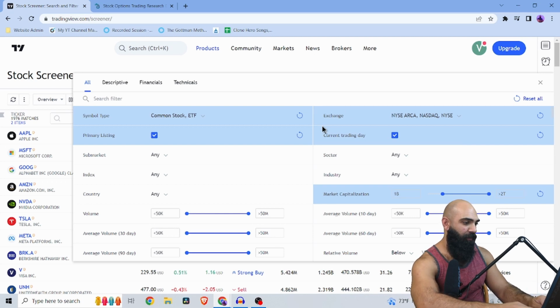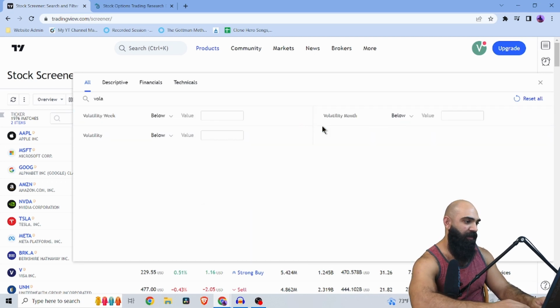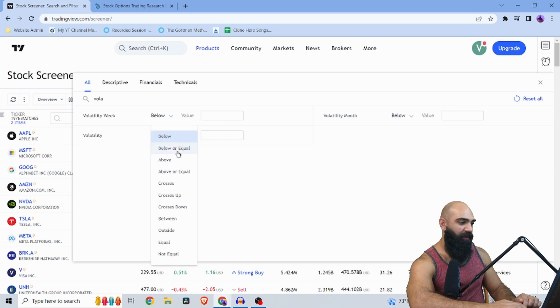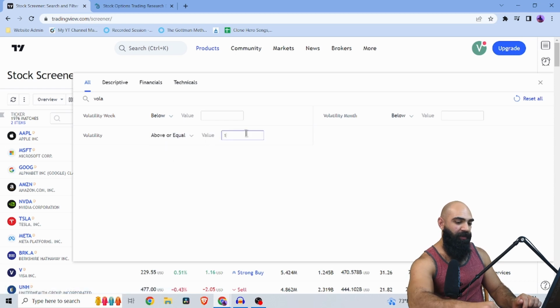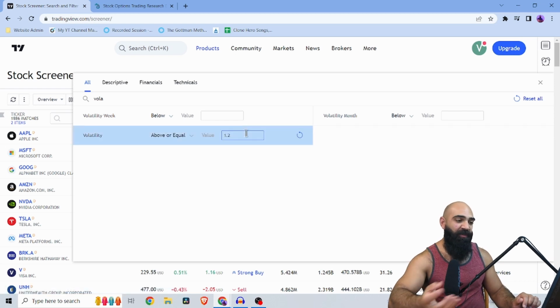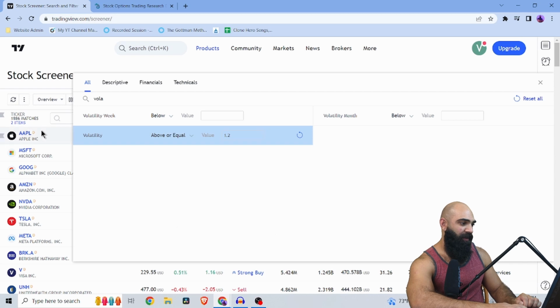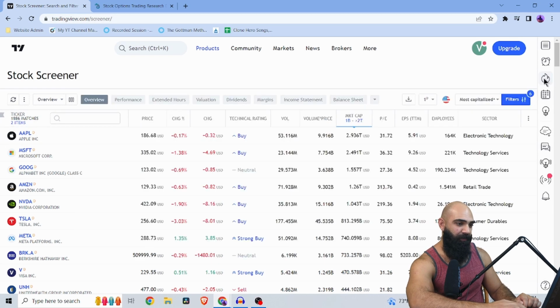What we're really looking for up here is volatility. And we want our volatility to be above or equal 1.2. I don't know why 1.2. I've just been playing around, and that seems like a good point where you get a decent amount of tickers. So we're going to click off, and you see we have a lot of items.